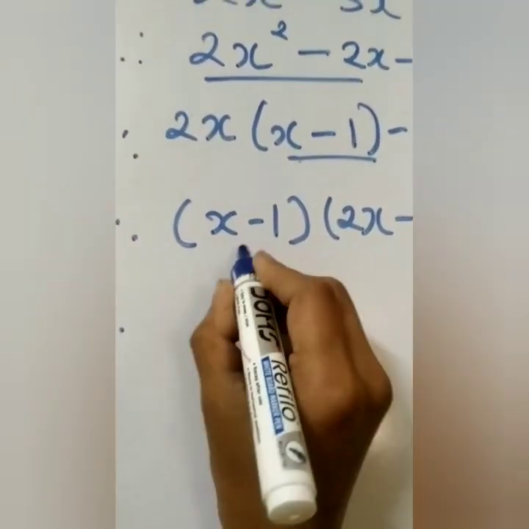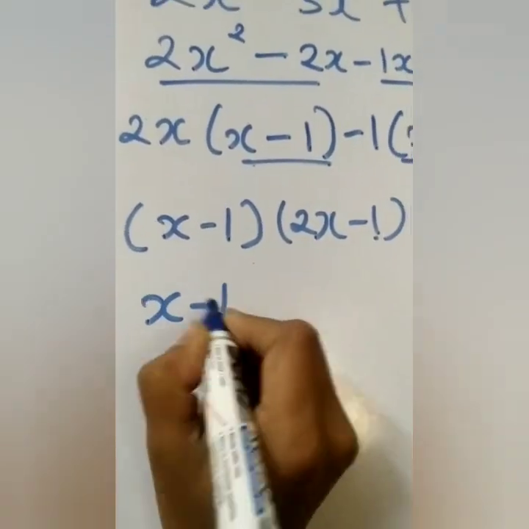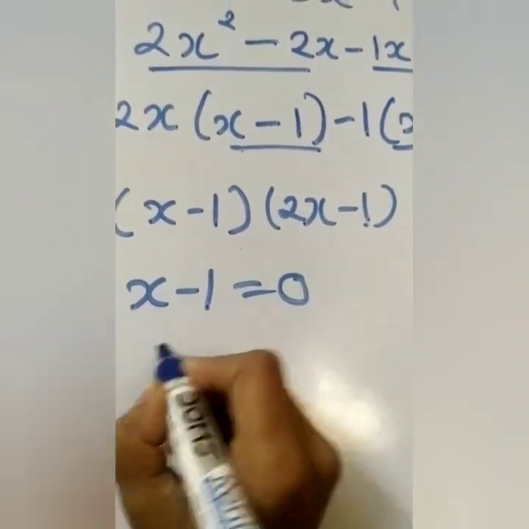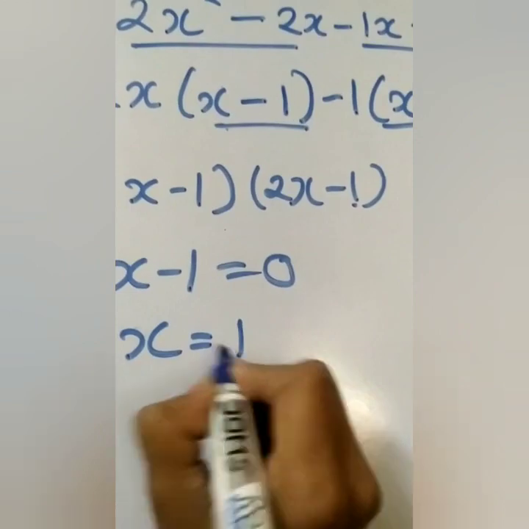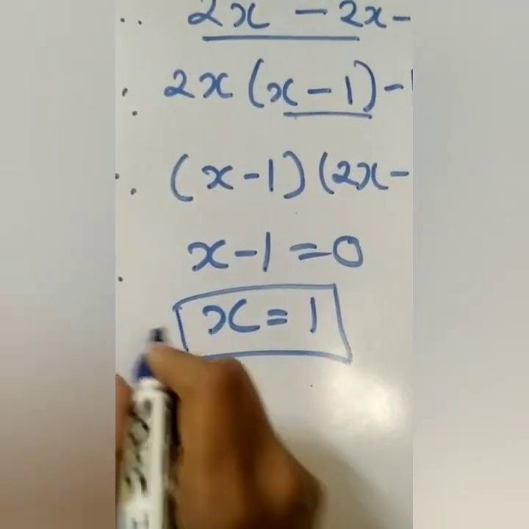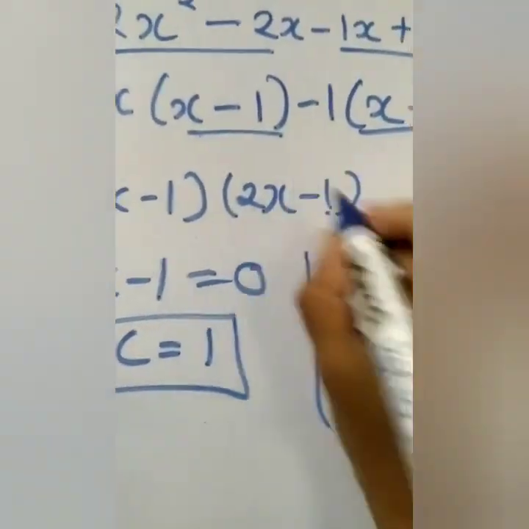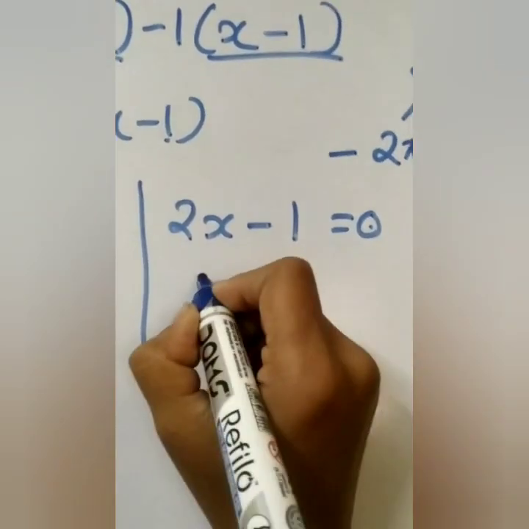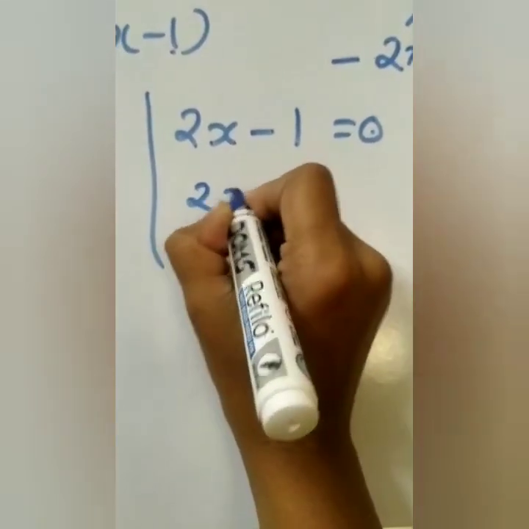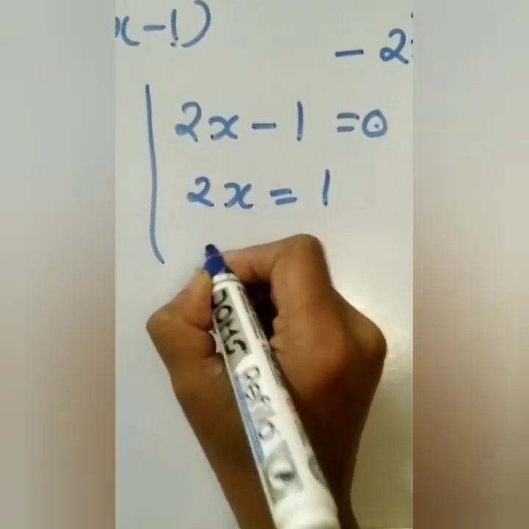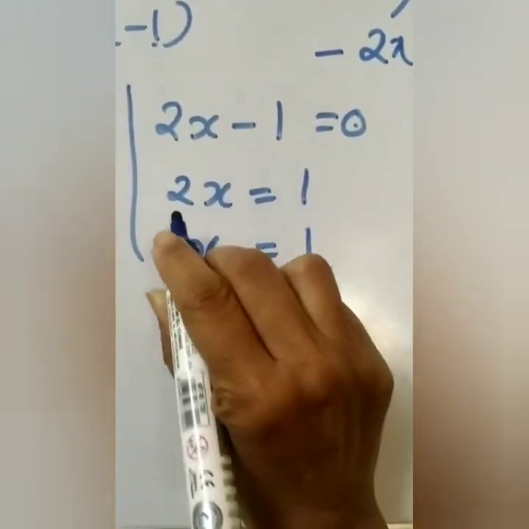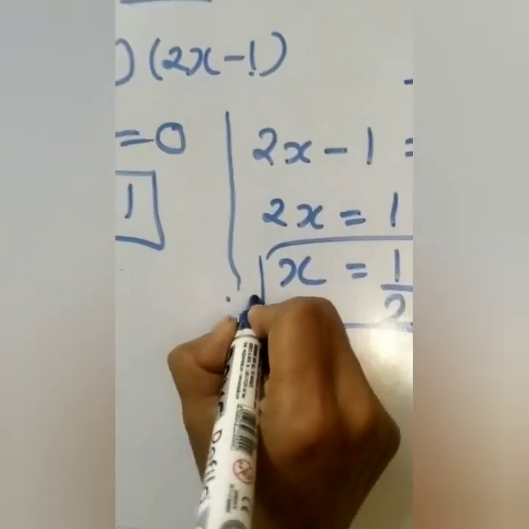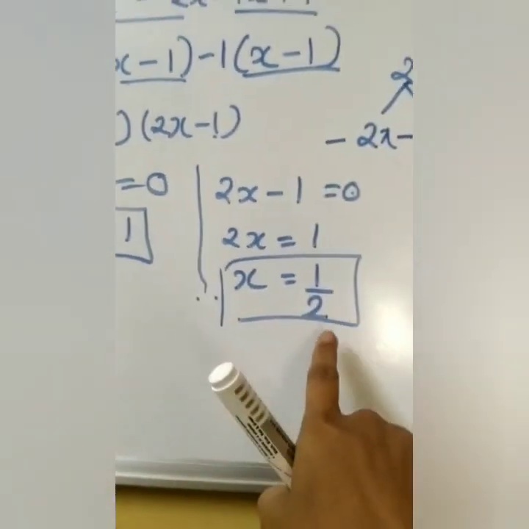So here again this method we already did. If we are getting 2 factors, we have to compare each with 0. So x minus 1 equals 0 gives x as 1, meaning this is another zero of yours. And if you compare the other bracket, 2x minus 1, with 0, you are getting 2x equals 1. If you shift the 1, and shift this 2, it will come down and divide. So you got 2 zeros as 1 and 1 by 2.